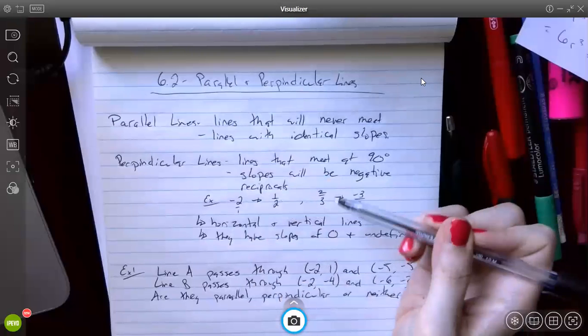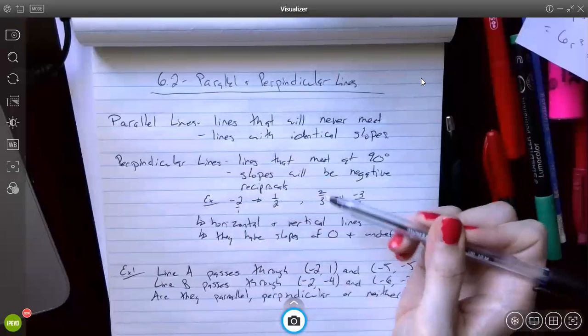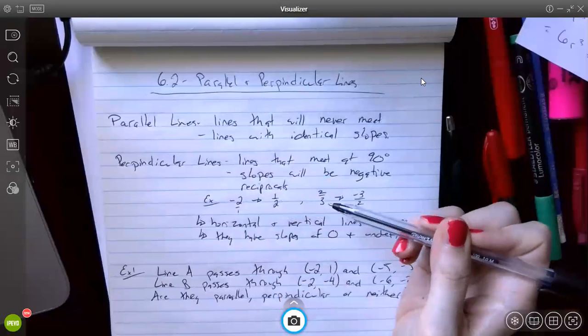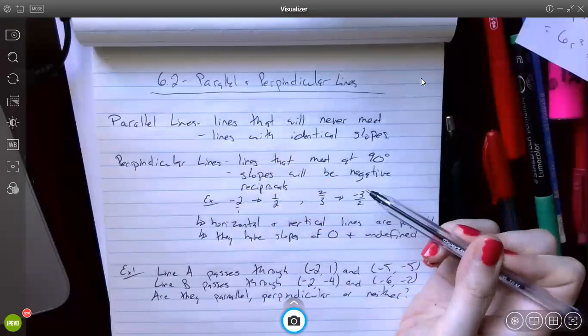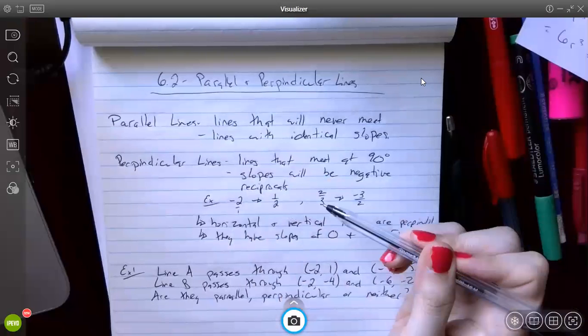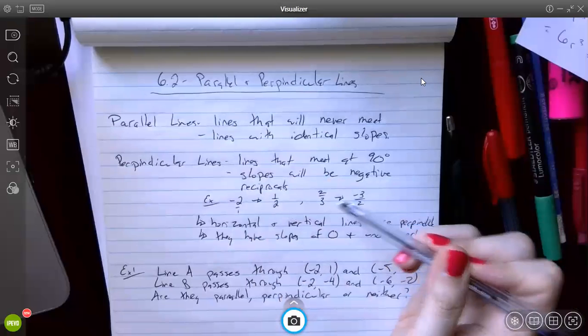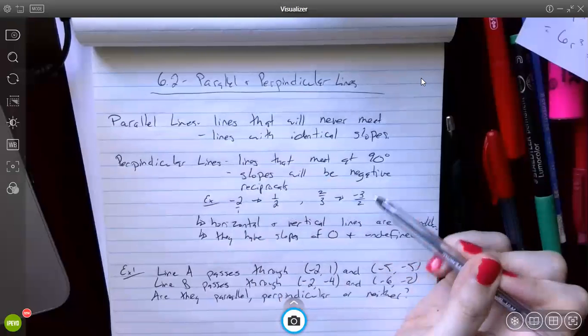For another example, if I had a slope that was a fraction, like 2/3, again, the perpendicular slope would be flipped upside down, so 3/2, and I would change the sign. So if the original slope was positive, my new slope would be negative.